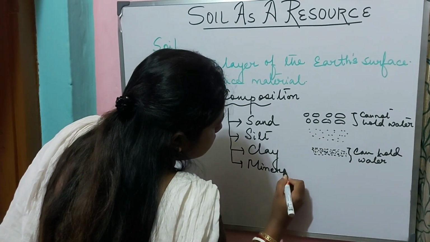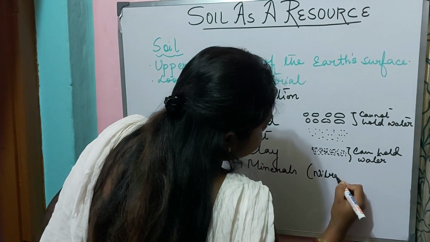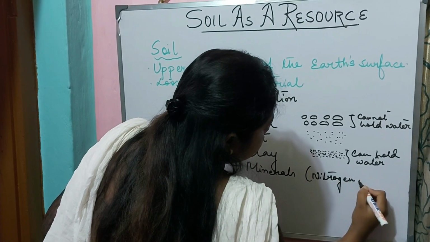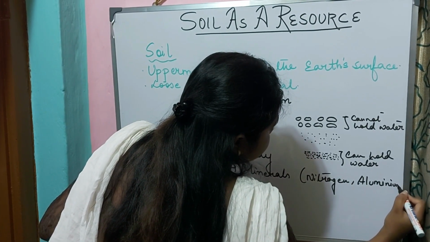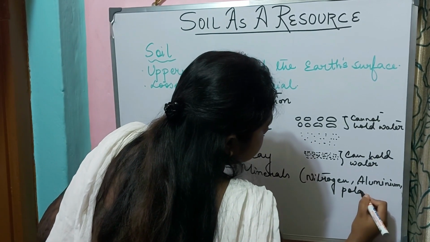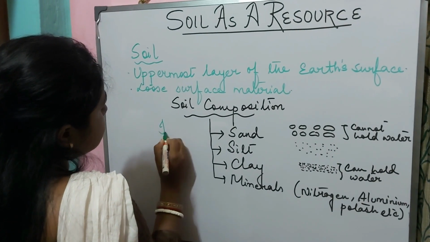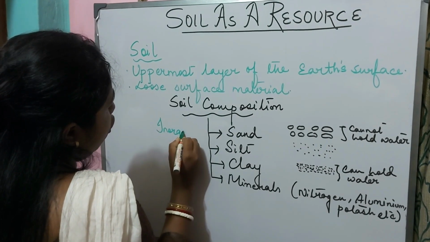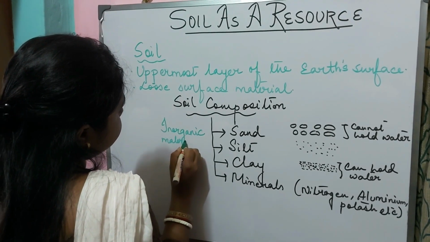So, sand, silt, clay, and minerals like nitrogen, aluminium, potash, etc. We call these inorganic materials.